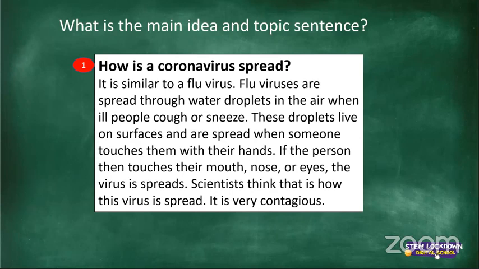Yes, ma'am. Thank you. How is a coronavirus spread? It is similar to a flu virus. Flu viruses are spread through water droplets in the air when ill people cough or sneeze. These droplets live on surfaces and are spread when some people touch them with their hands. If the person then touches their mouth, nose, or eyes, the virus is spread. Scientists think that is how this virus is spread. It is very contagious.